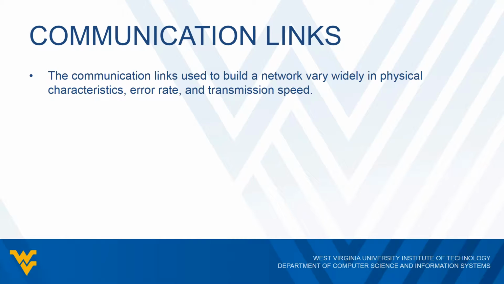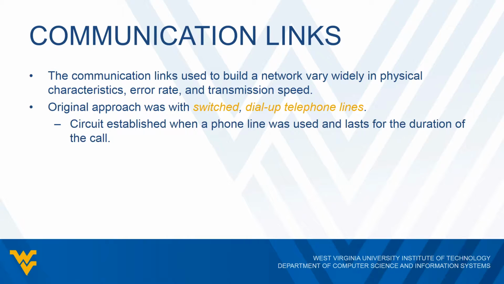The communication links used to build a network vary widely in physical characteristics, error rate, and transmission speed. In the approximately 45 years that networks have existed, telecommunication facilities have undergone huge changes. In the early days of networking, the most common way to transmit data was using switched dial-up telephone lines. The term switched dial-up means that when you dial a telephone number, a circuit or a path is temporarily established between the caller and the callee.